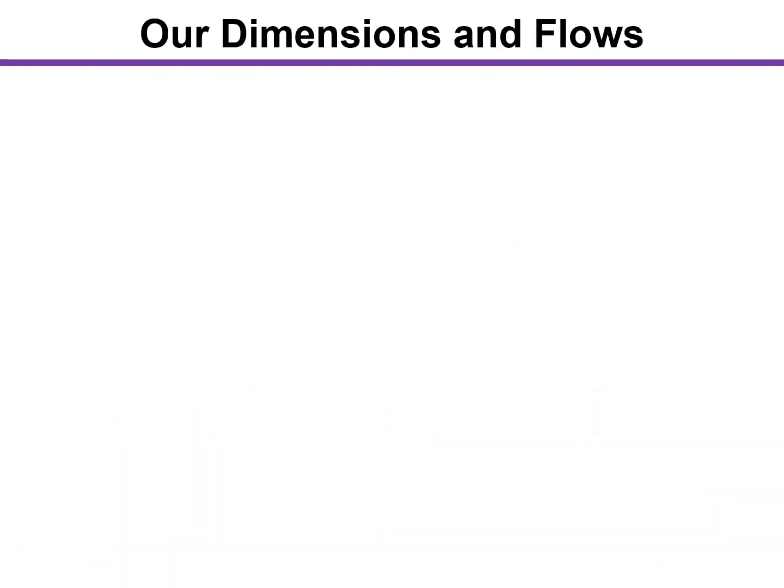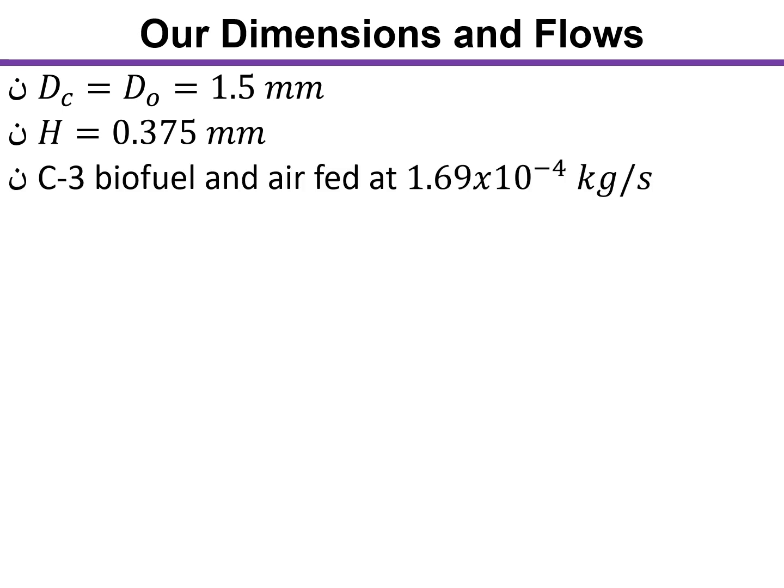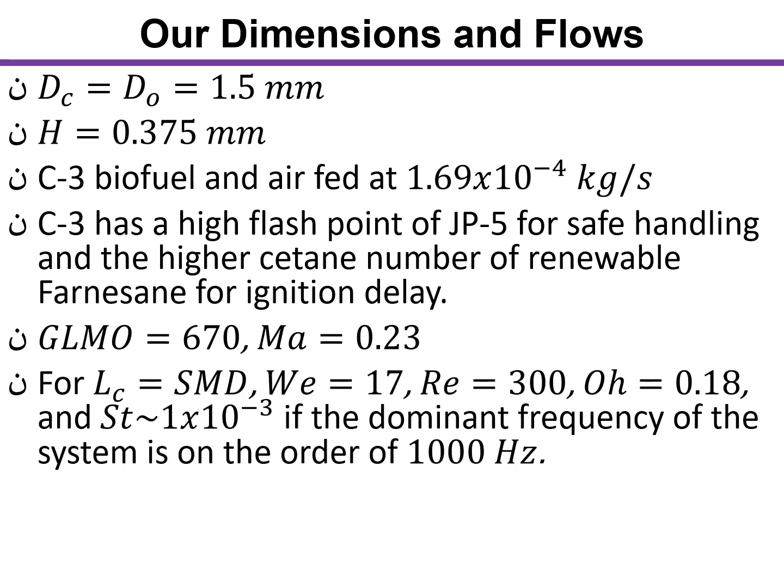Now, to be very specific for our situation, our dimensions and flow rates: the two diameters are equal at 1.5 millimeters. The height is 3/8 of a millimeter. We're using C3 biofuel and air being fed both at the same rate, 1.7E-4 kilograms per second. C3 is a blend. It's nice that it has a high flash point of JP5 for nice handling characteristics, but also a higher cetane number for ignition delay. The gas-liquid momentum ratio is about 670. The Mach number of the feed gas is about 0.23.